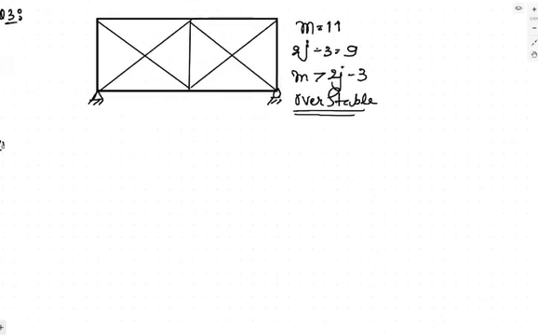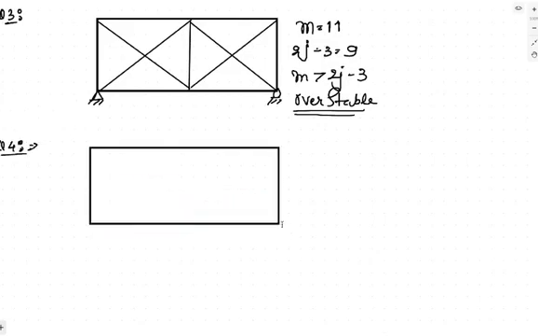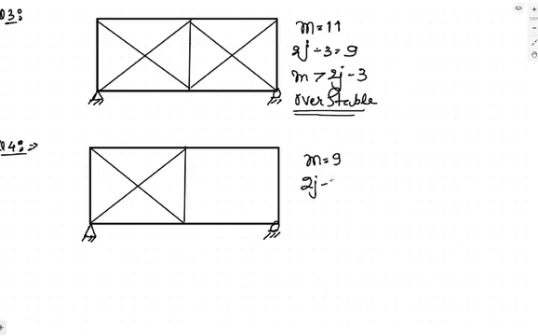एक और चीज देखते हैं. Question number 4. Example question number 4. This is the structure. ये आपके पास एक फ्रेम दिया हुआ है. Now you have a division like this here. Now the case is that you have this type of case, and here you have this type of case. You have these two different members which are present here. Here this is hinge support. Here this is roller support. Now if we calculate, m will be 9. 2j minus 3, this will be 9. It means that m is equal to 2j minus 3, or you can say that m minus (2j minus 3) is equal to 0.